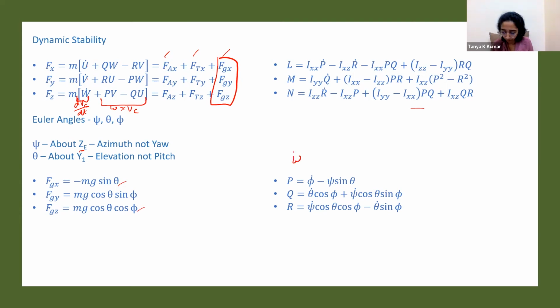Omega was defined as Pi plus Qj plus Rk, where ijk are body frames. So these Euler angles come into play in the gravitational component and the PQR. They do not feature in the aerodynamic or thrust terms. Why? Can someone tell me why? Why don't these Euler angles come into play in the aerodynamic or the propulsive force terms? Can you tell me why?